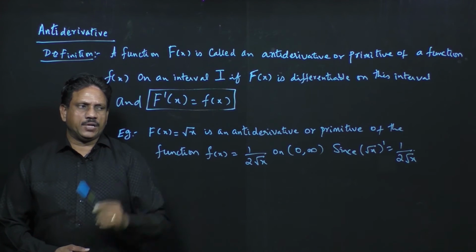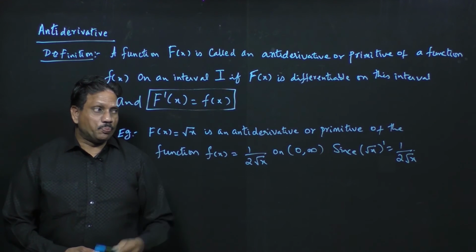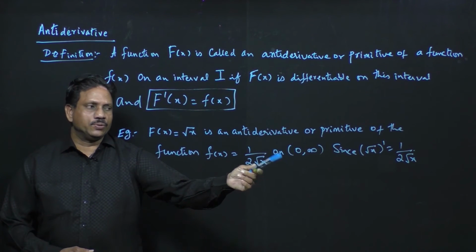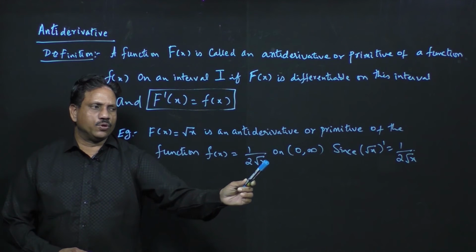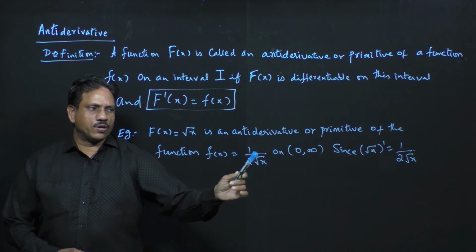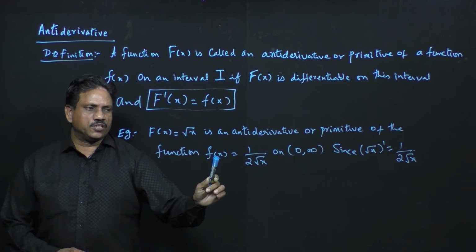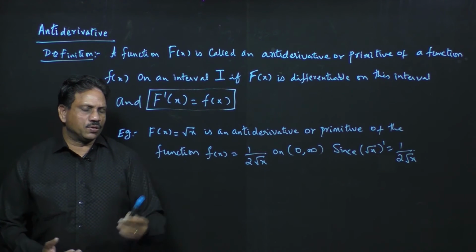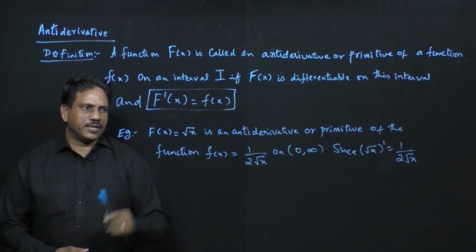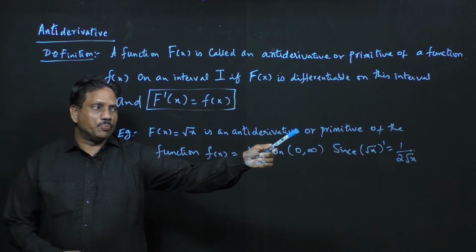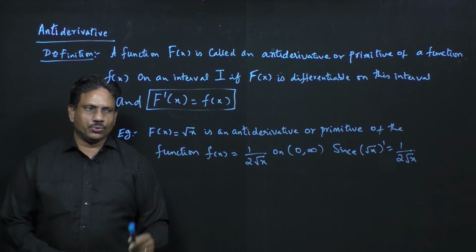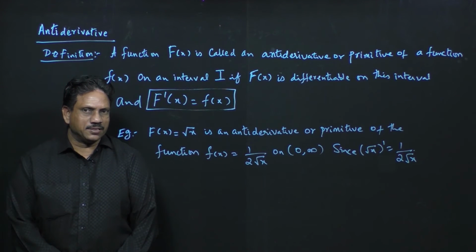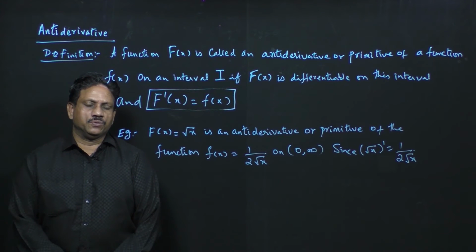If capital F of x equal to root x is an antiderivative or primitive of the function f of x equal to 1 by 2 root x on the interval 0 to infinity, because this function is defined only for positive values of x and 0 is not included. So for the function root x, the derivative is nothing but 1 by 2 root x. So once again students, F of x equal to root x is an antiderivative or primitive of the function f of x equal to 1 by 2 root x on 0 to infinity, since the derivative of root x is 1 by 2 root x. So this is the definition of antiderivative of a function.